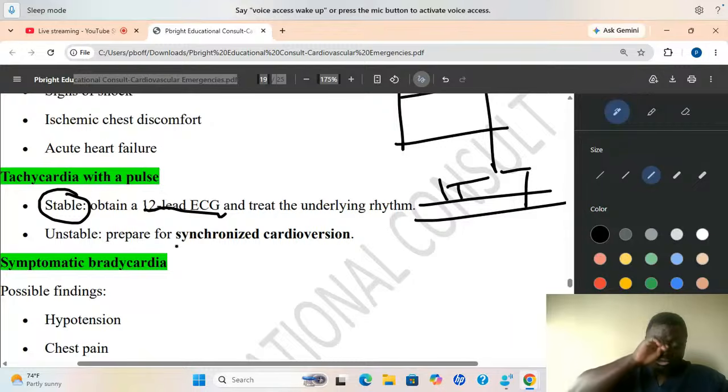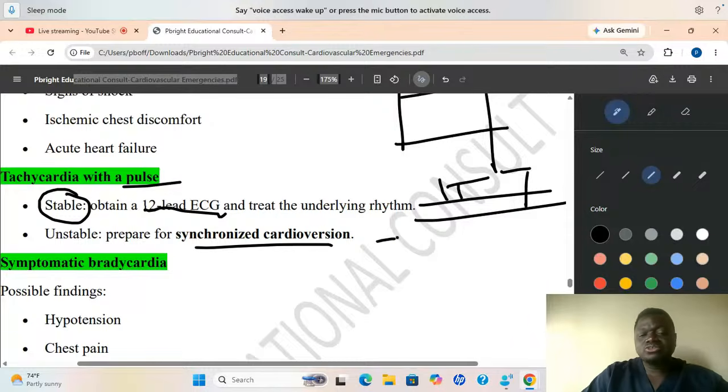Some people will even collapse. But the patient is breathing. The patient is unstable, but there is a pulse. There is a pulse and the patient is breathing. You are not supposed to do CPR. You do what we call synchronized cardioversion with a lower dose. Always start from the lowest dose.